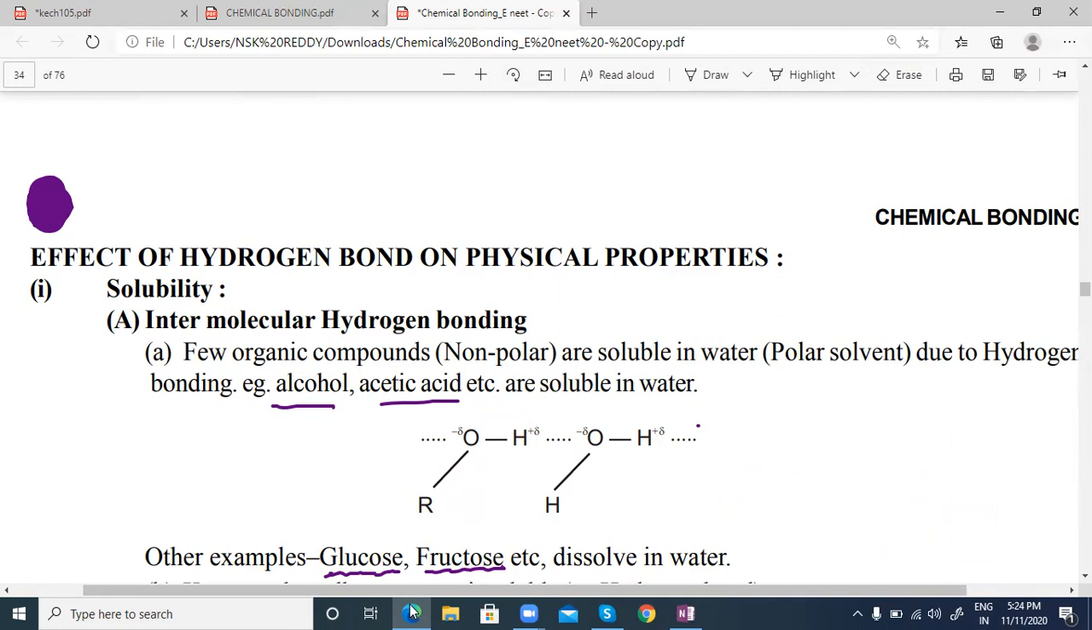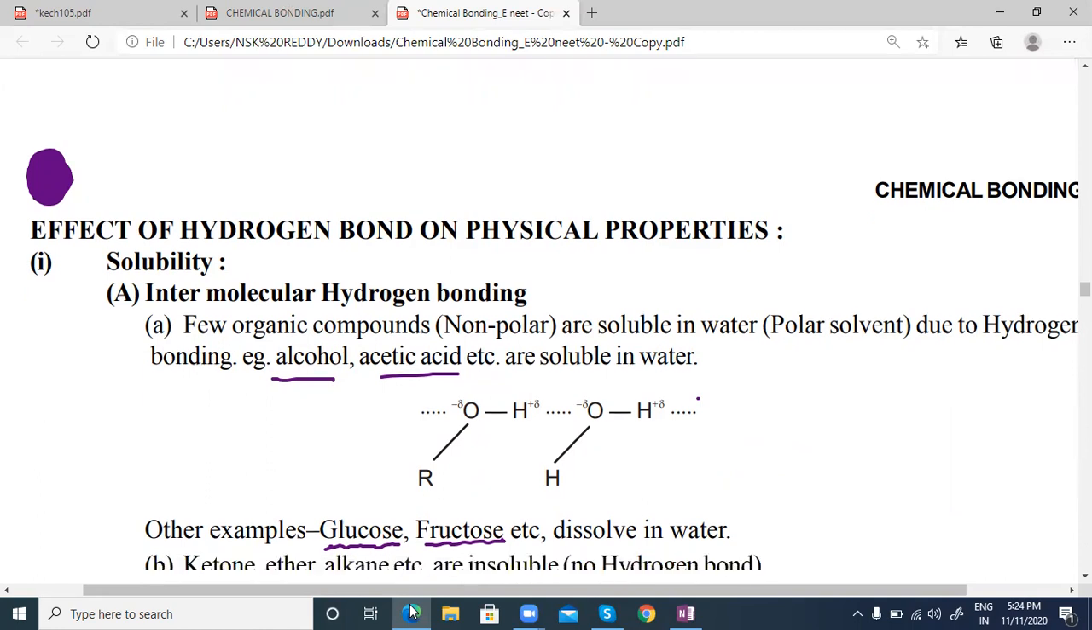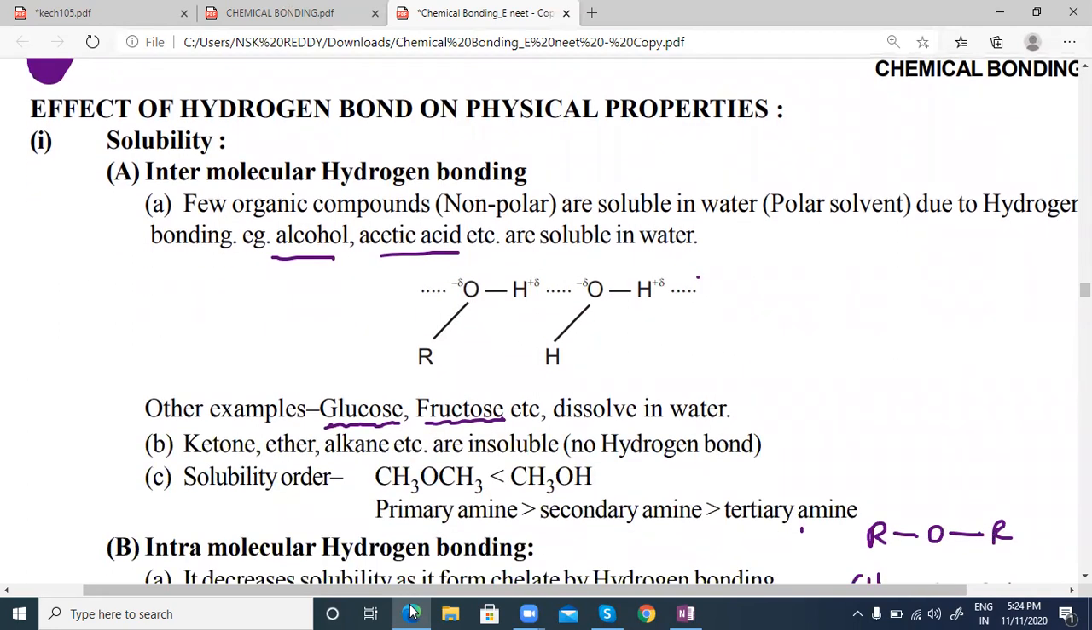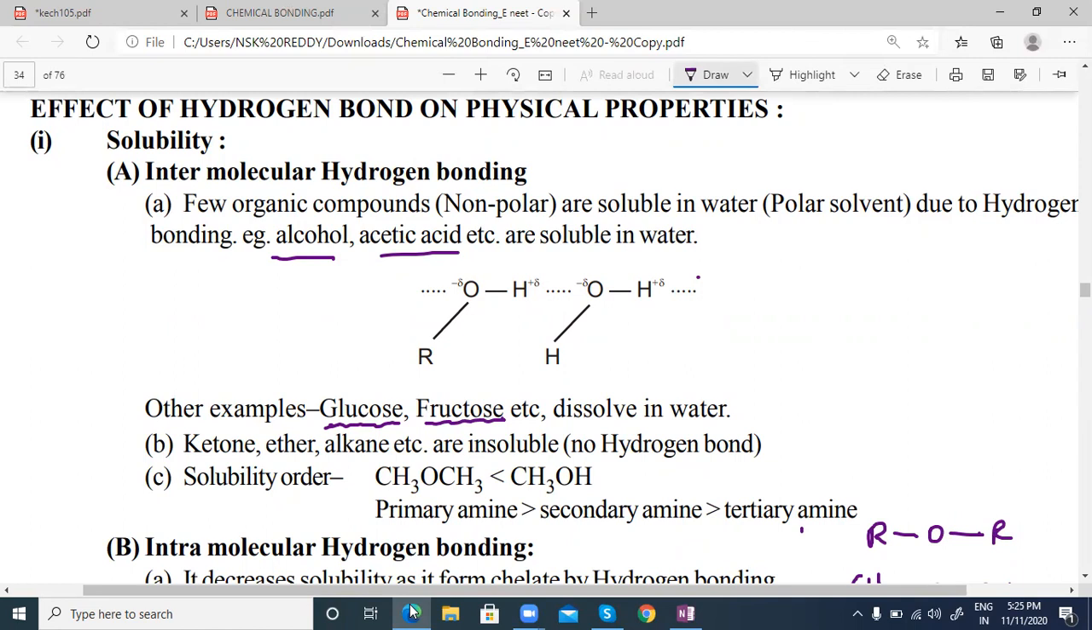That is the reason why the alcohols in wine shops mix with water, due to hydrogen bonding. Next time, whenever you wonder why alcohol is soluble, remember it is due to hydrogen bonding. Some other examples they give: acetic acid is soluble in water, and so are glucose and fructose. Even though they contain hydrocarbon parts, which should not dissolve in water, they are soluble due to hydrogen bonding only.